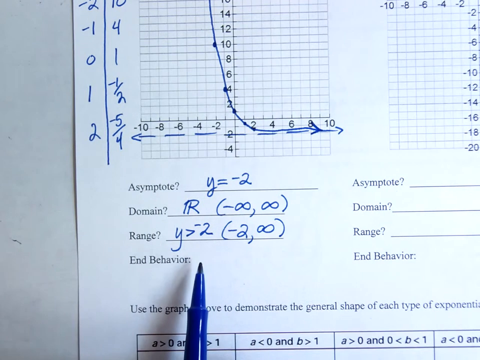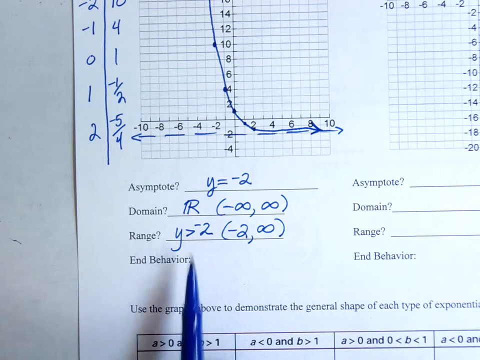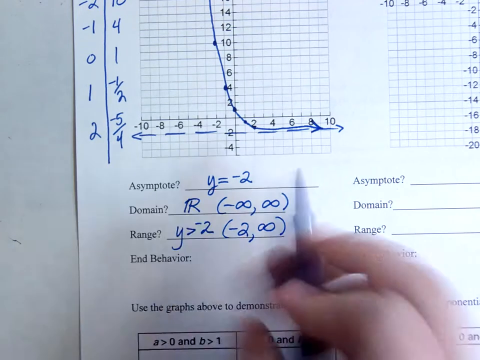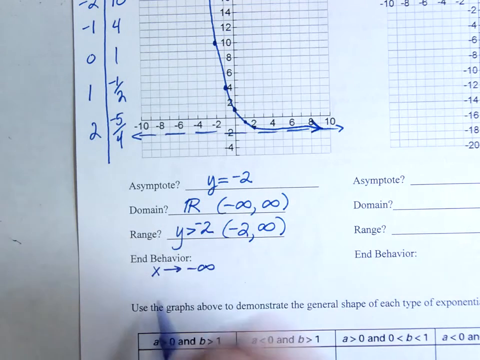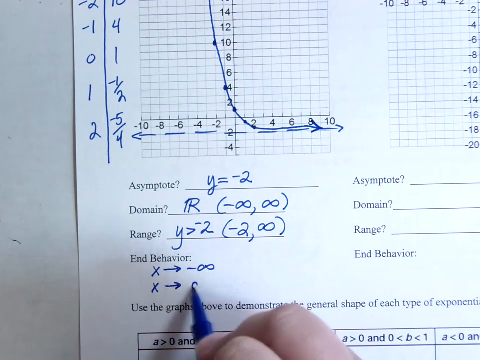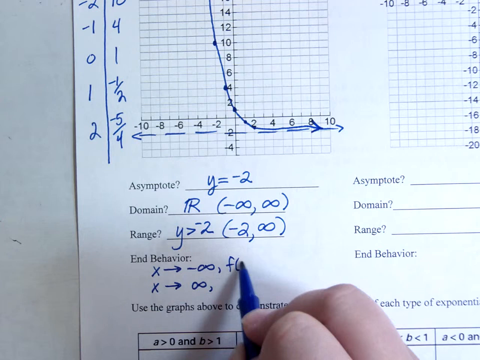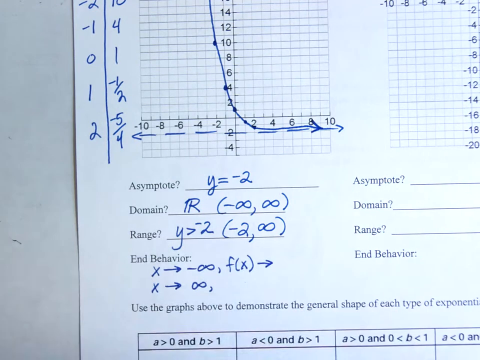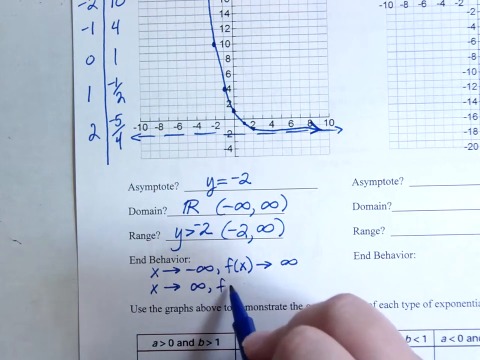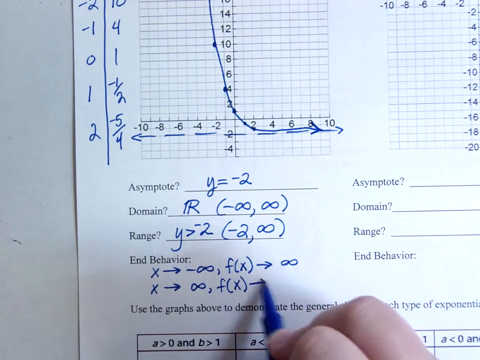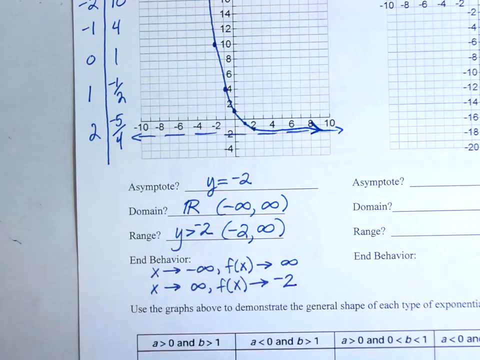Also, another thing to notice here, well, actually, we're going to talk about it right here. The end behavior says as x is approaching -infinity, that means on the left. As x approaches -infinity on the left, this is going toward +infinity. On the right, it's going toward -2.